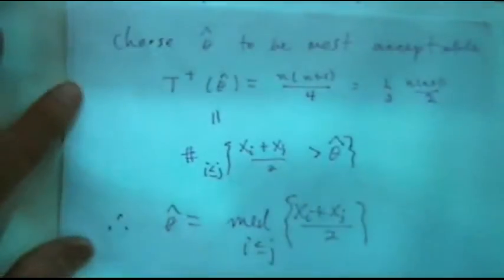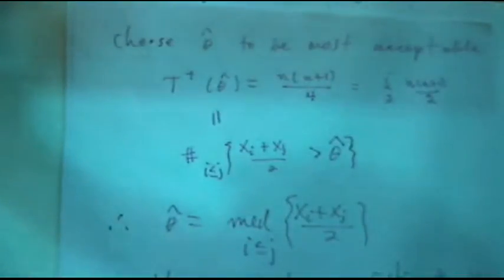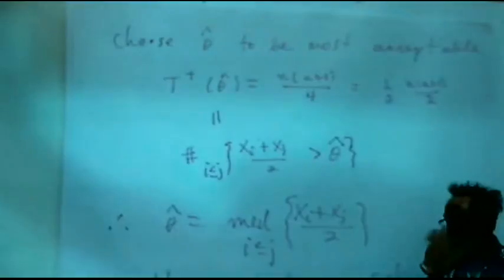It's just the median of Walsh averages. This is sometimes called the Hodges-Lehmann estimate, named after two statisticians, Hodges and Lehmann. They're both dead now.